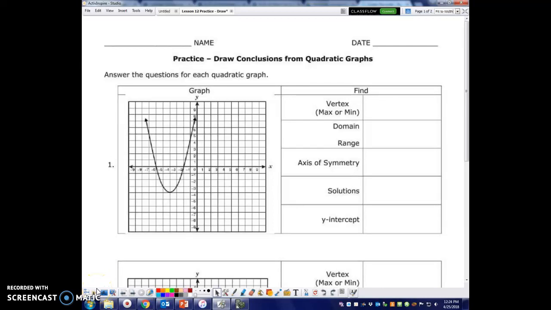All right, so we're going to go over some quadratic things. Okay, so I'm going to do the first example for you, and then you're going to do the rest on your own. So number one, first it wants the vertex.